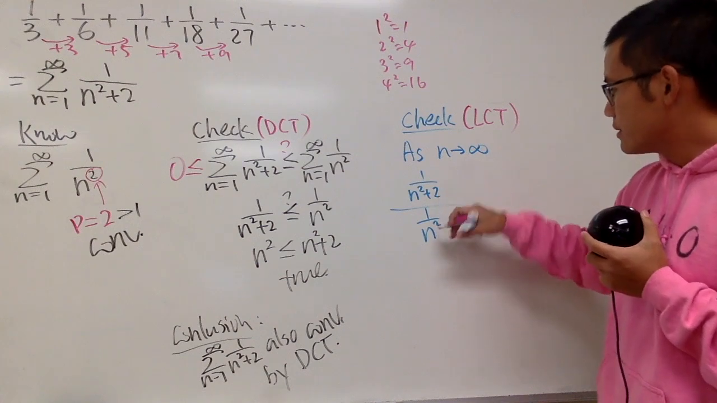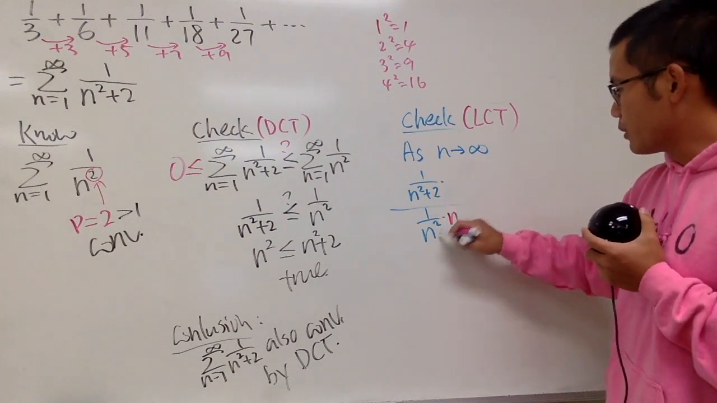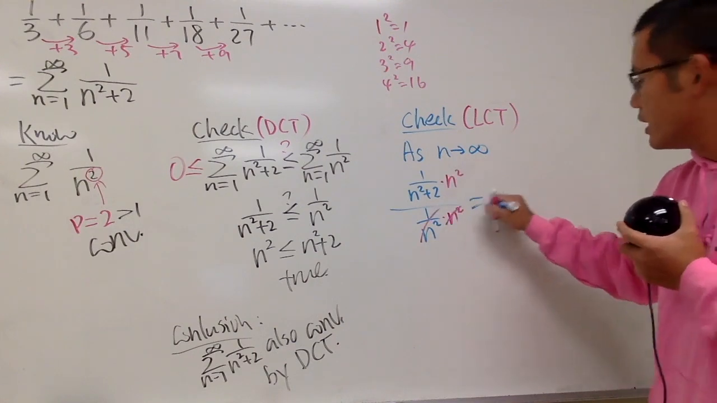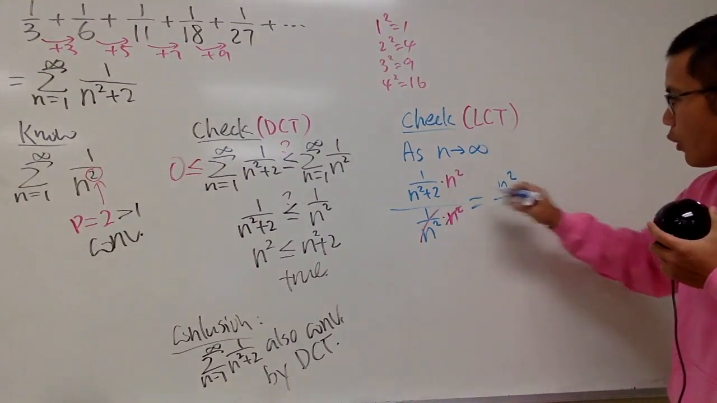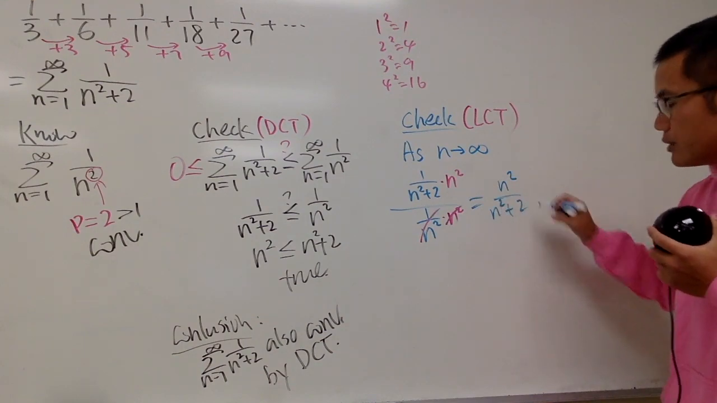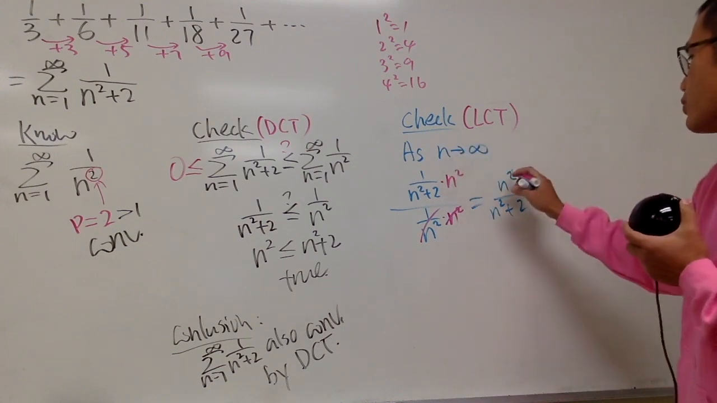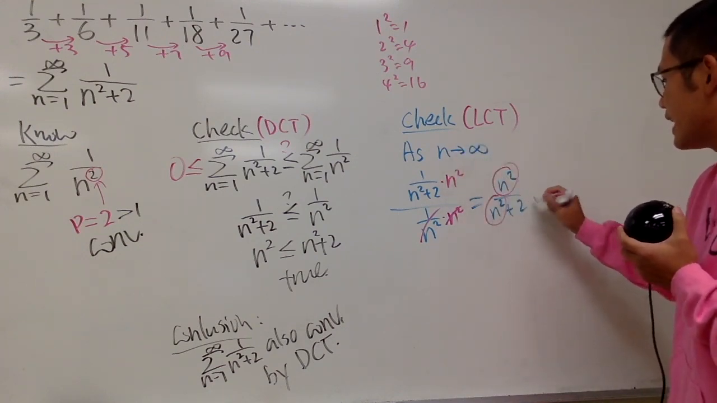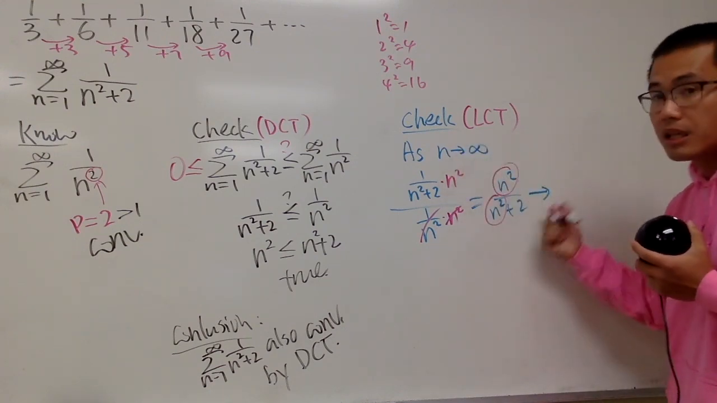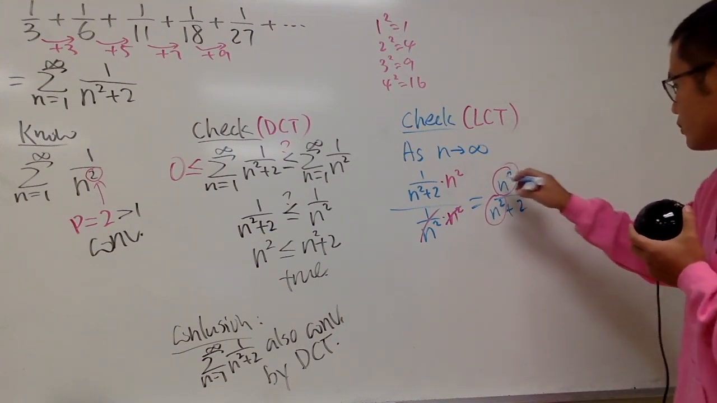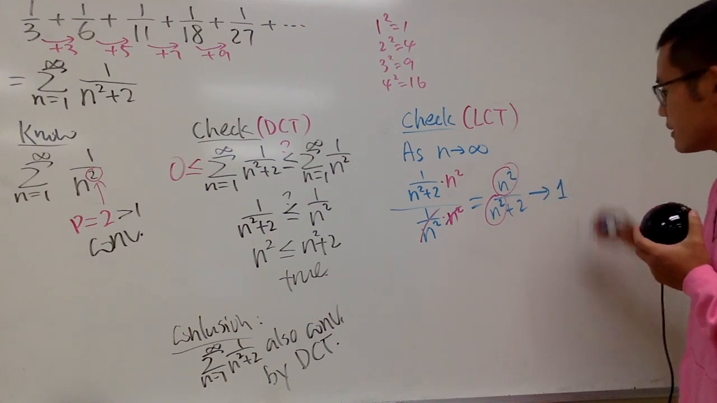Okay, then let's see, do the algebra. Let's just multiply the n squared on the top and bottom so that this and that will cancel. This is just n squared over n squared plus 2. Then can we take the limit? Yes. As n goes to infinity, just care about this and that. And now I will draw arrow because we are taking the limit. And it's just 1 over 1 right here, right? N squared cancel, it's just 1.